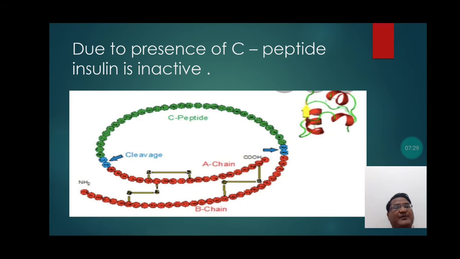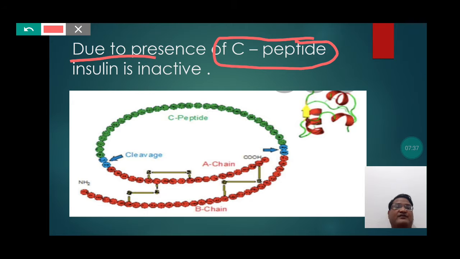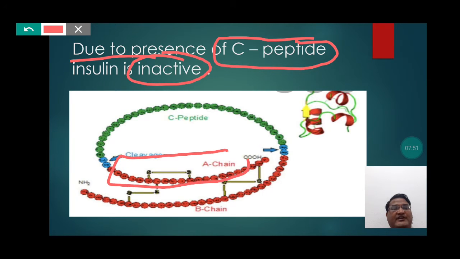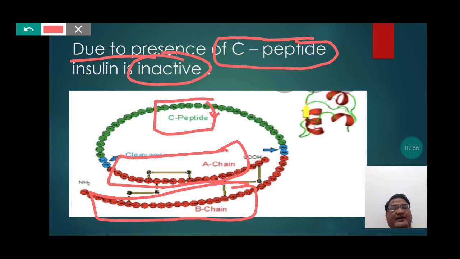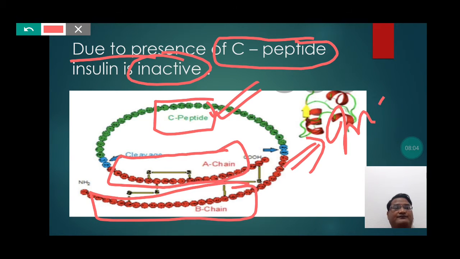Due to the presence of C peptide, insulin is inactive. So students, due to the presence of C peptide, which is the extra chain present in the insulin, it does not remain active and rather becomes inactive. So students, here you can notice that the chain A and the chain B, which are connected further by the C peptide, which you can see here, make the insulin inactive, that is non-functional.